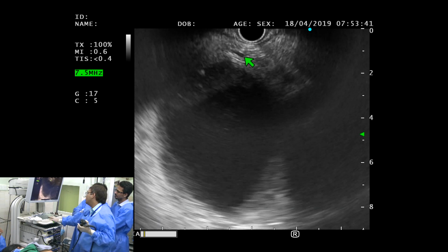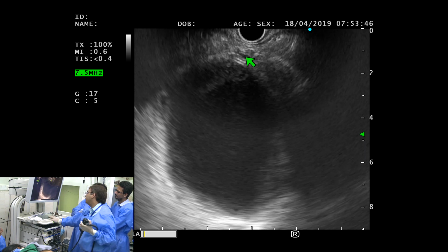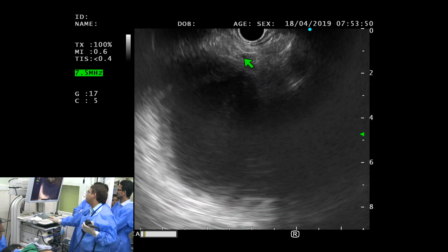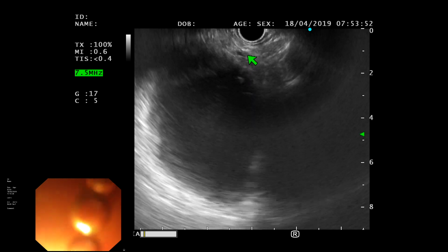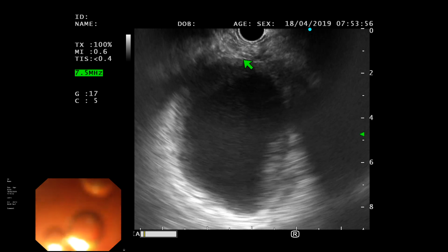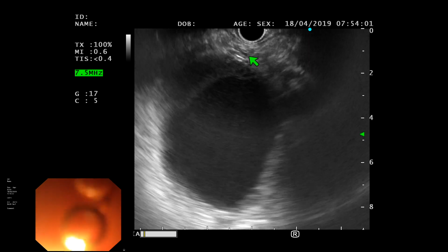I will rotate the scope to the left. You see, if the scope is in the right position, I'm literally not even using my right hand, just looking at the screen and following that structure. And here is the pancreatic body. This cyst looks like it's in the neck area.